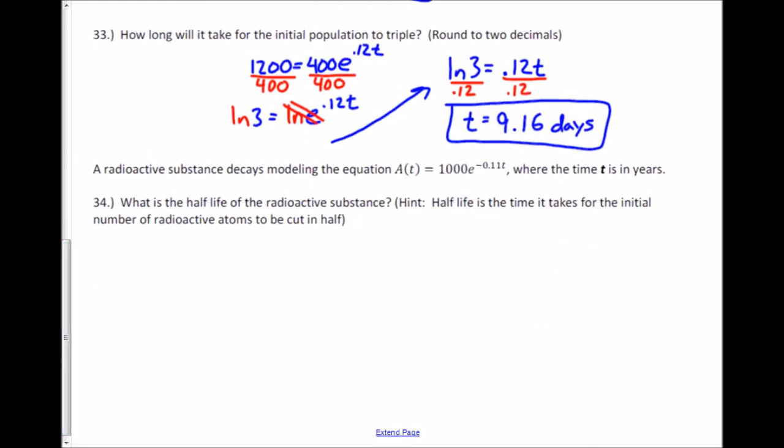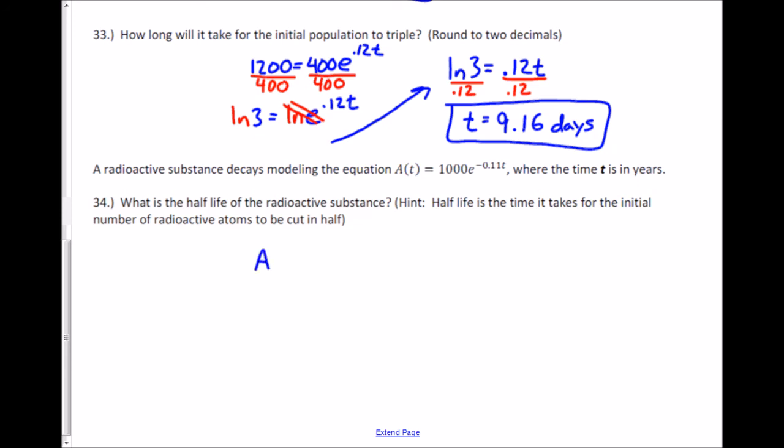Number 34, it says let's see, I've got a radioactive substance that decays following the model A of t equals 1,000 e to the negative 0.11 t, where time is in years. And I want to know what the half-life of the radioactive substance is. Okay? And the hint I'm giving you is that half-life, remember, is the time it takes for the initial amount or the initial number of radioactive atoms to be cut in half. So the initial amount of radioactive material to be cut in half.